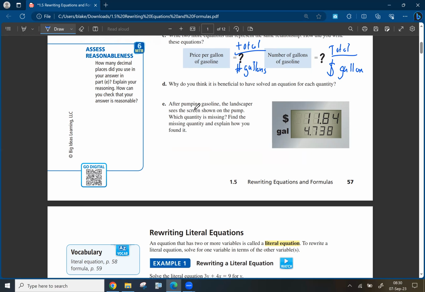So here on E, it says after pumping gasoline, the landscaper sees the screen shown on the pump. Which quantity is missing? Find out the missing quantity and explain how you found it. So the price per gallon is the quantity missing. We have the total cost is 11.84, and the number of gallons is 4.738. What we don't know is the price per gallon, but we can find it by taking the total cost of 11.84 and dividing it by the number of gallons of 4.738. And by doing that, we can then calculate our price per gallon.